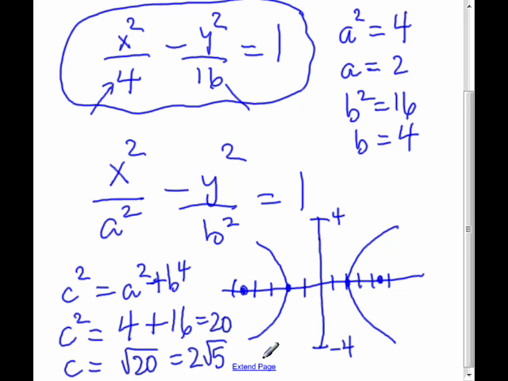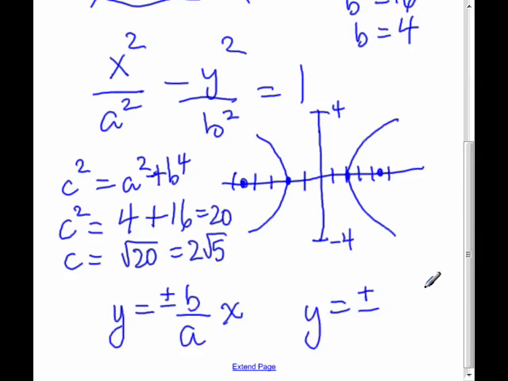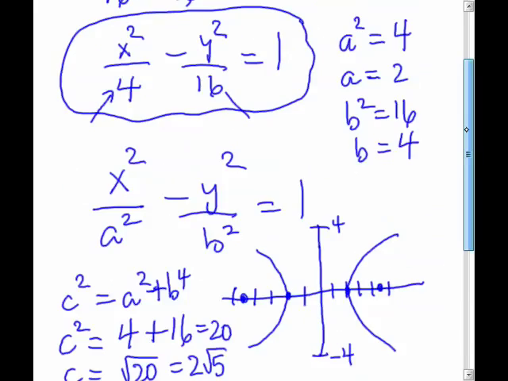I guess the only other thing I could do in the end is describe what the asymptotes are. And the asymptotes for a hyperbola of this form, the equation is y equals plus or minus b over a x. If I know what b is, I just plug them in. Y equals plus or minus, the value of b was 4, the value of a was 2, so my equation of the asymptotes is y equals plus or minus 4 over 2x. Of course we should simplify that, so plus and minus 2x, that would be the equation of my asymptotes.